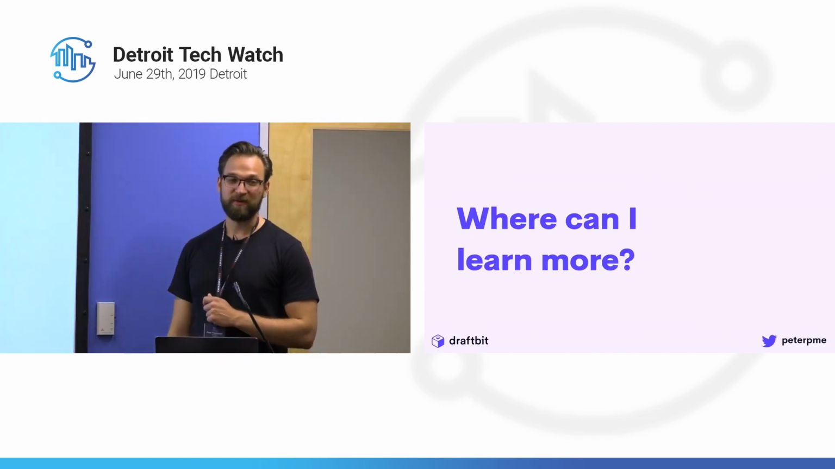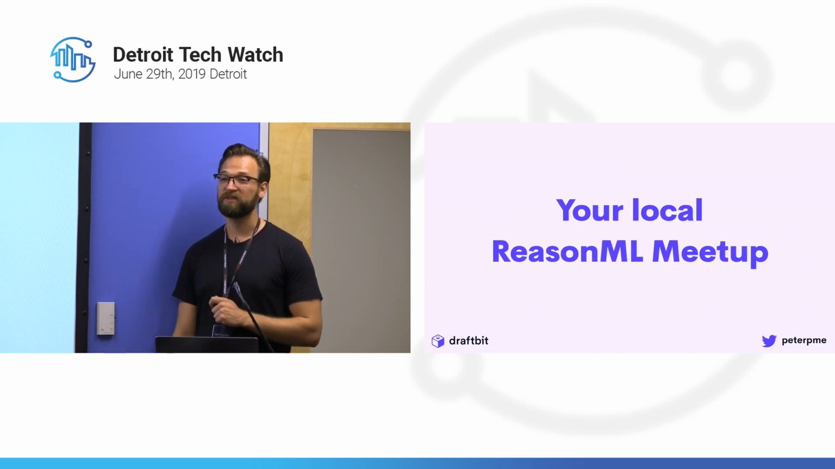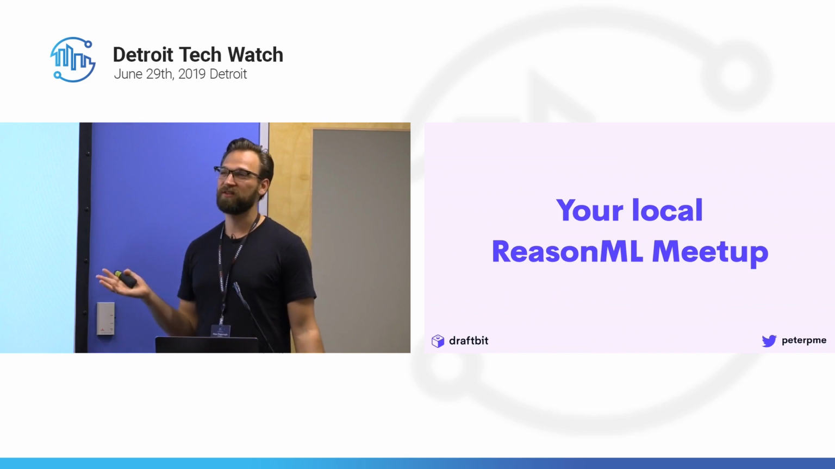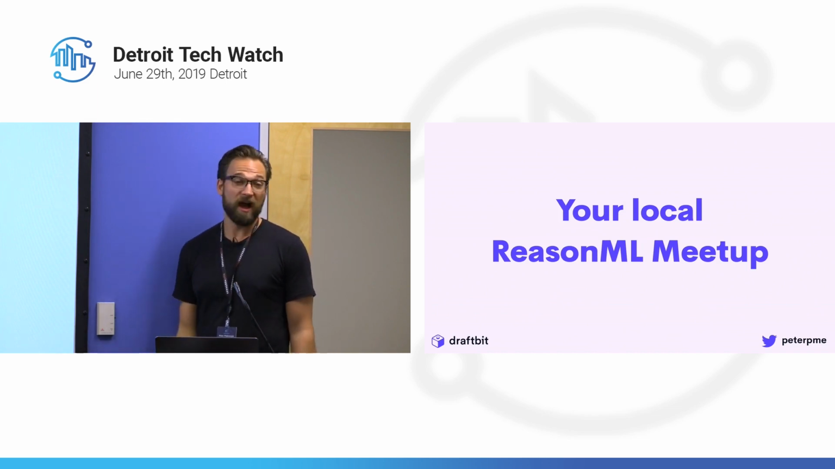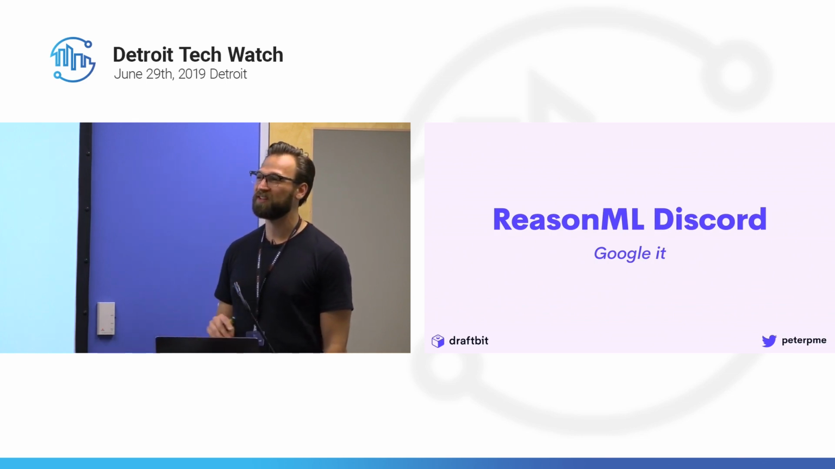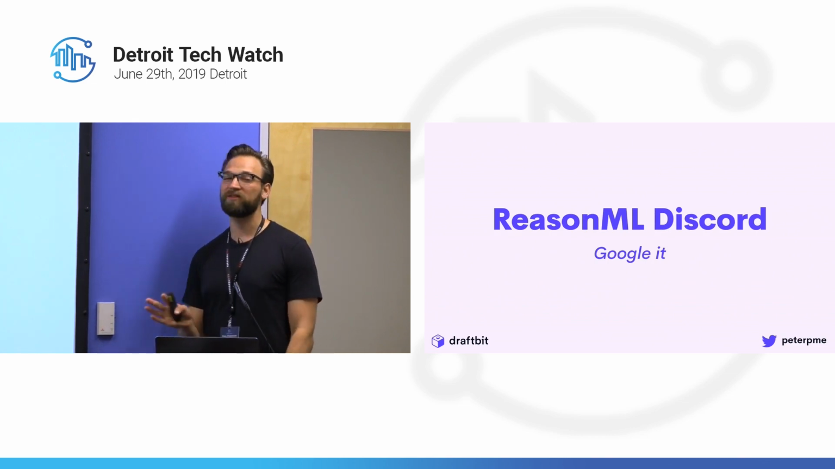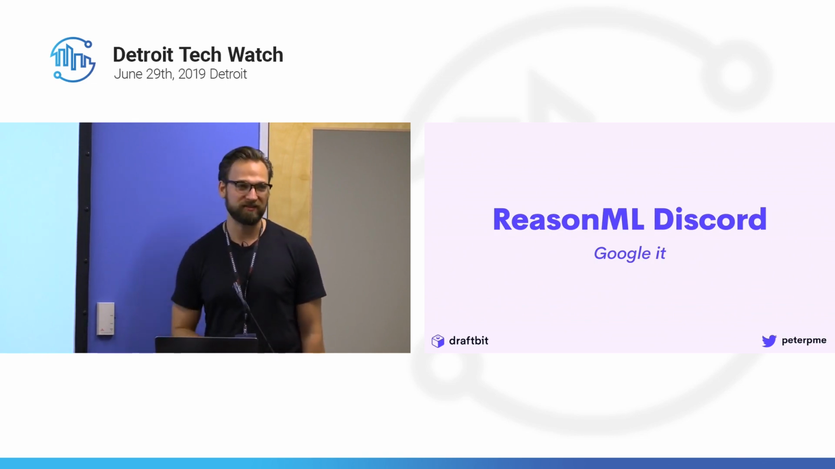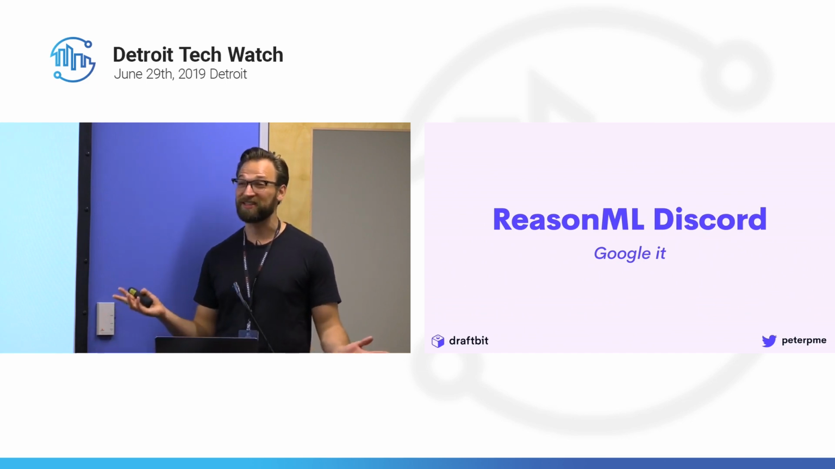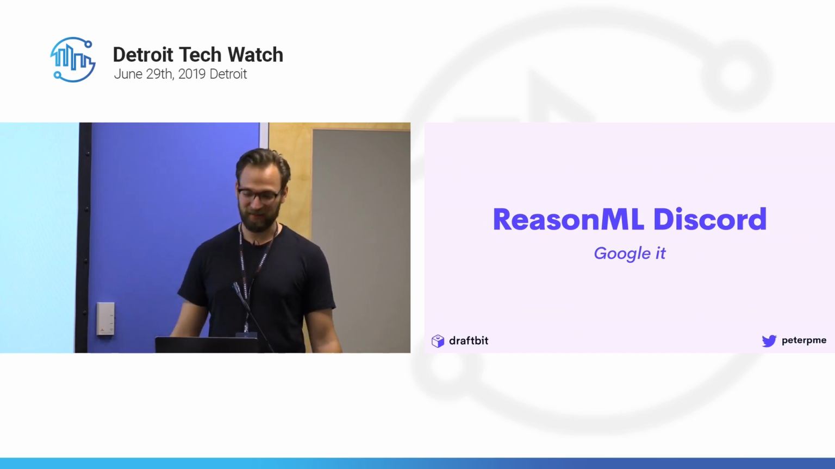Okay, so wrapping up, where can you learn more? Your local Reason meetup. I don't know if there's one in Detroit, but if you're from a different town, there's a good chance. Chicago has one. The ReasonML Discord is super, super friendly. Everybody on that Discord, no matter what time you ask a question, it could be 2 or 3 o'clock in the morning, somebody will answer, right? For whatever reason, Reason developers are vampires and just don't sleep. So you can always get help.